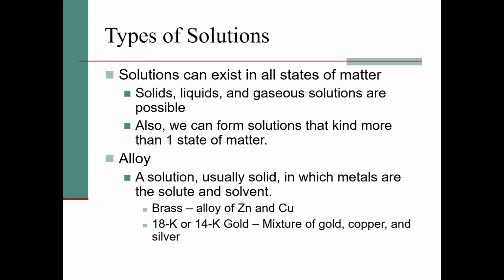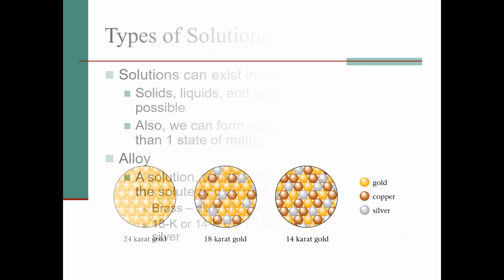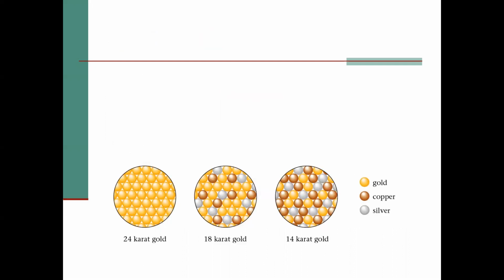Gold can be an alloy. Who has a gold ring on? Who has gold on right now? Anybody? What costs more, 14, 18, or 24 karat gold? Because 24 karat gold is not an alloy. 24 karat gold is pure gold. The way the carat system works is that out of 24 carats, all 24 are gold.